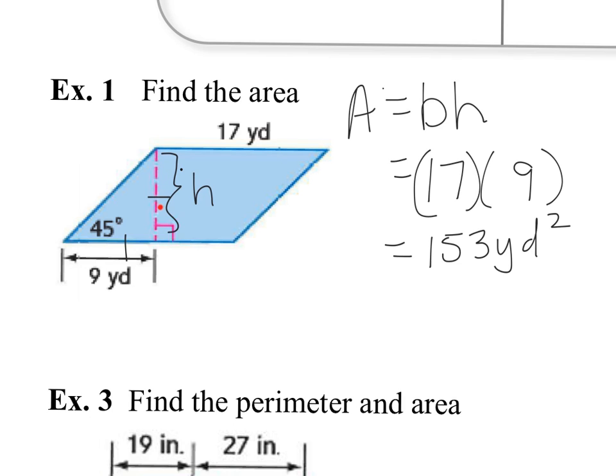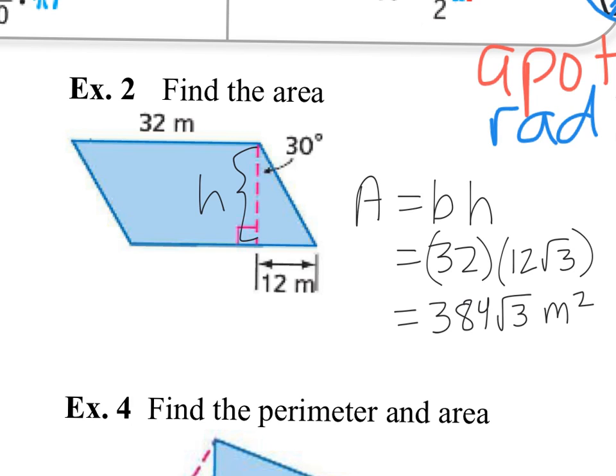And notice that the height of the parallelogram is also a leg of a 45-45-90 triangle. So this is where your information that you learned in high school comes in. Remember, the legs of a 45-45-90 triangle are congruent. So if this leg measures 9, then the height also measures 9. So to find the area, then we just take the base times the height for a total of 153 square yards.